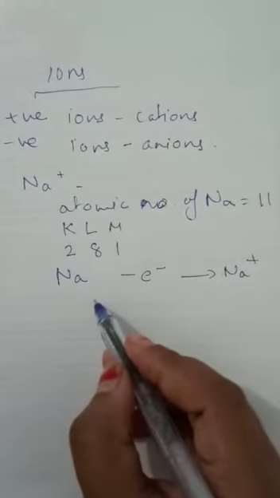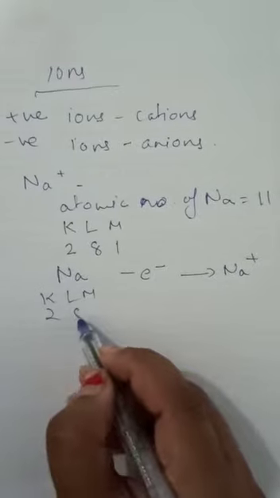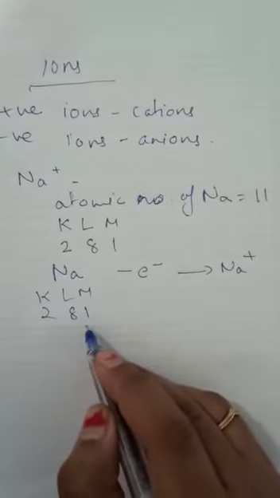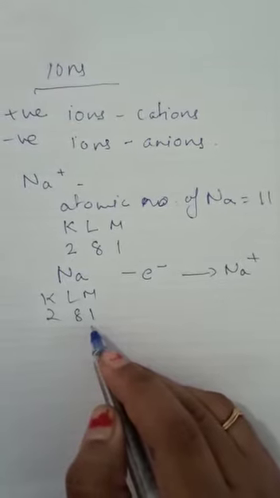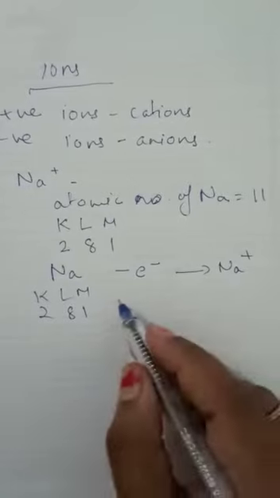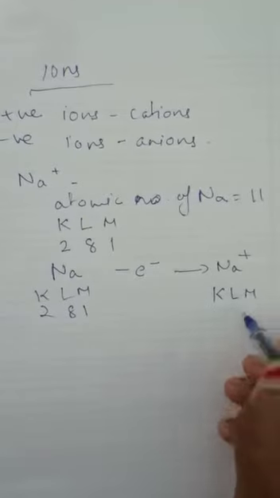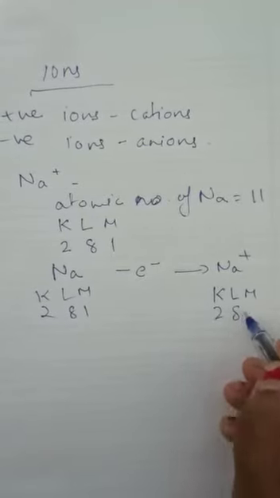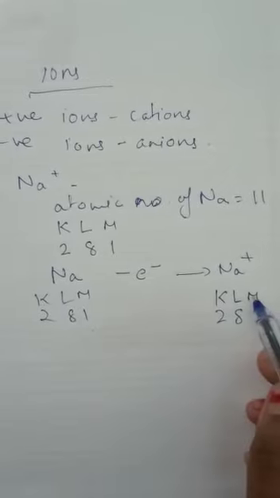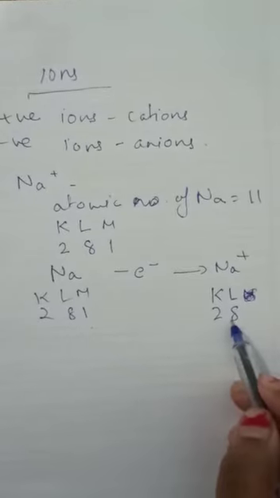In sodium we had the electronic configuration of 2, 8, 1, which means 11 electrons were filled. But in the case of Na positive, there is a loss of one electron. After losing one electron, we will have the following configuration. This electron from the third shell has been removed, so we will be left with only 2 plus 8, that is 10 electrons.